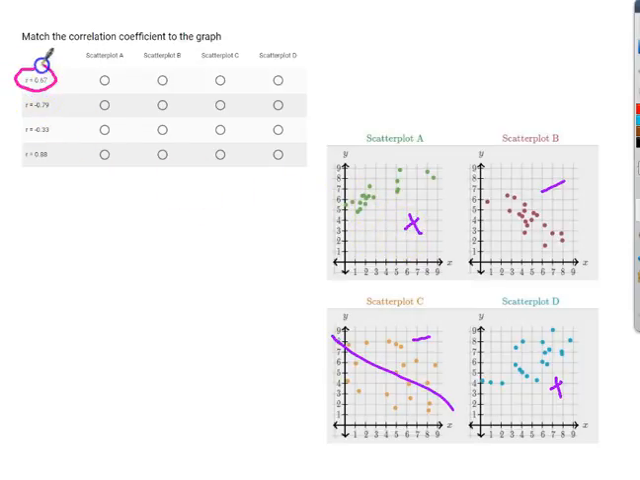Let's look at the 2 positives. This number here, the 0.88, is closer to 1, so it belongs to the one that is more tightly packed. I would claim that A is more tightly packed than D, and so this one is going to be the stronger correlation. It's going to be closer to 1 than this one. So this is going to be D, and this is going to be A.